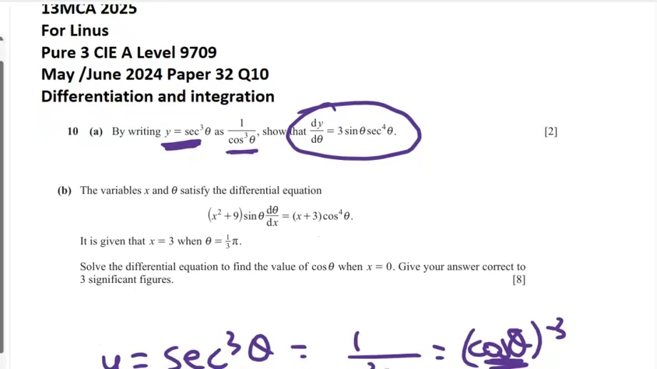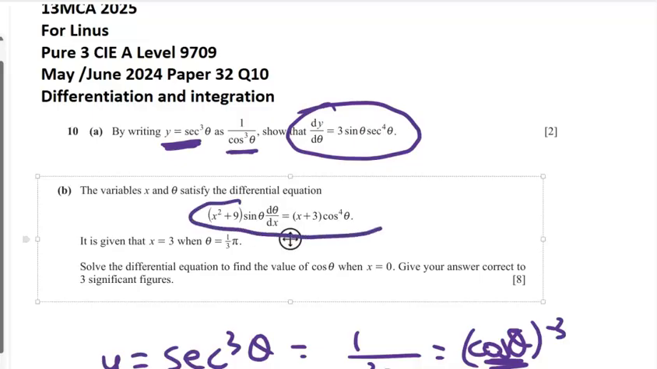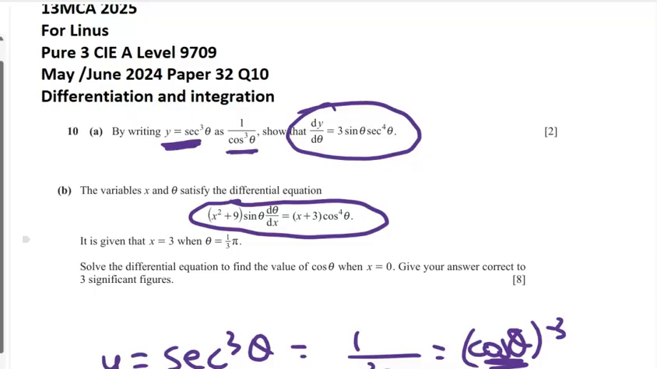Now we should be looking at how we're going to use that in here. Right, so we've got a differential equation. Obviously we're going to have to separate the variables first because that's actually all we know how to do at this stage. And we're given one piece of information about the value of x when theta is pi on 3. And then we have to find the value of cosine of theta when x is equal to 0. We're not looking for an exact value. We need to do 3 significant figures.